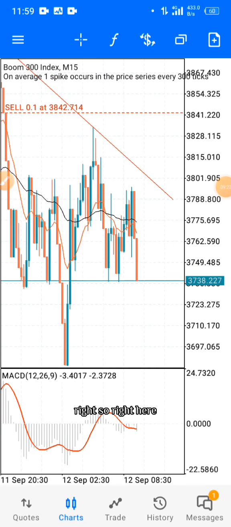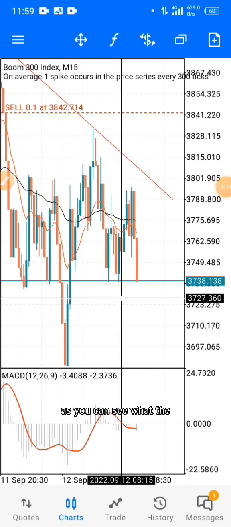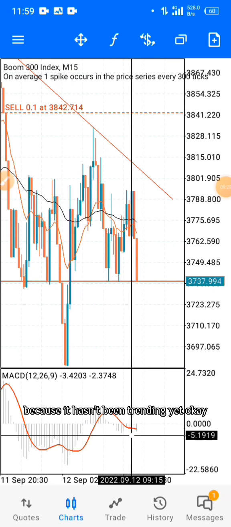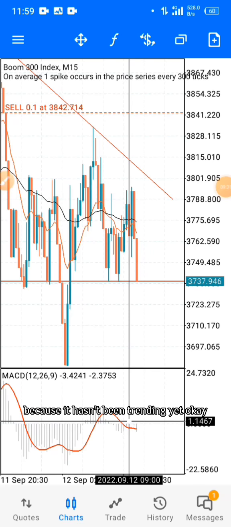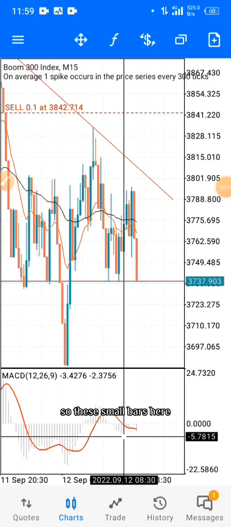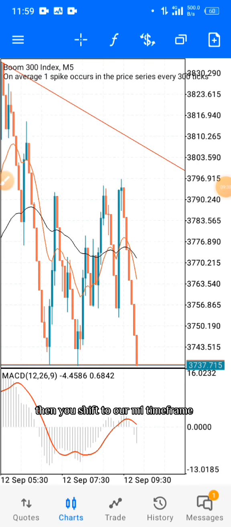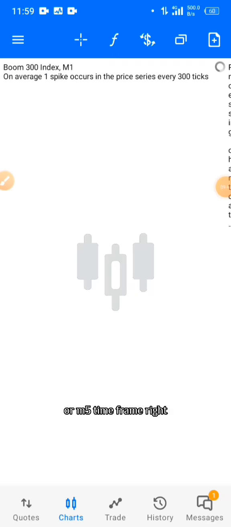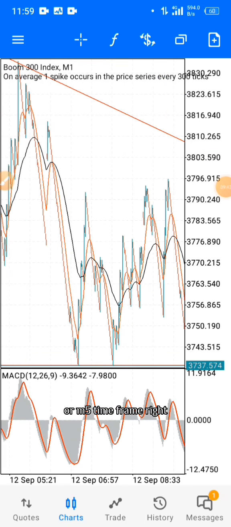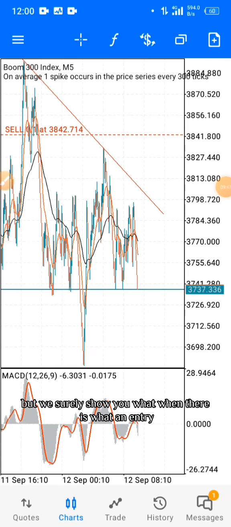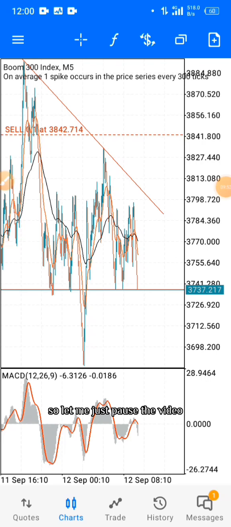So right here, as you can see, the histogram bars are still small because it hasn't been trending yet. Okay, so these small bars here are below the zero level, right? Then we shift to our M1 time frame or M5 time frame, right? This one doesn't have an entry yet, but we'll show you when there is an entry. So let me just pause the video, then we'll see how the trade goes.